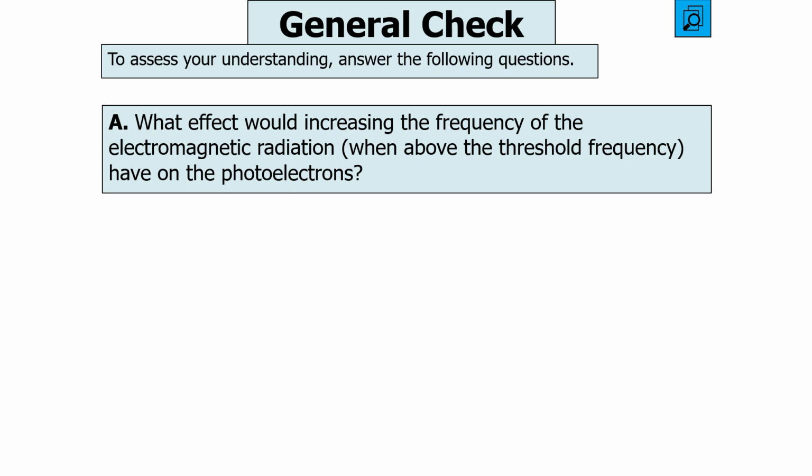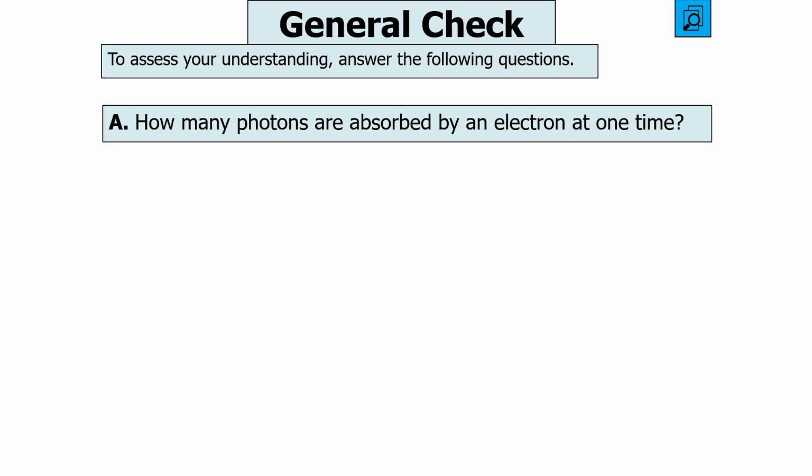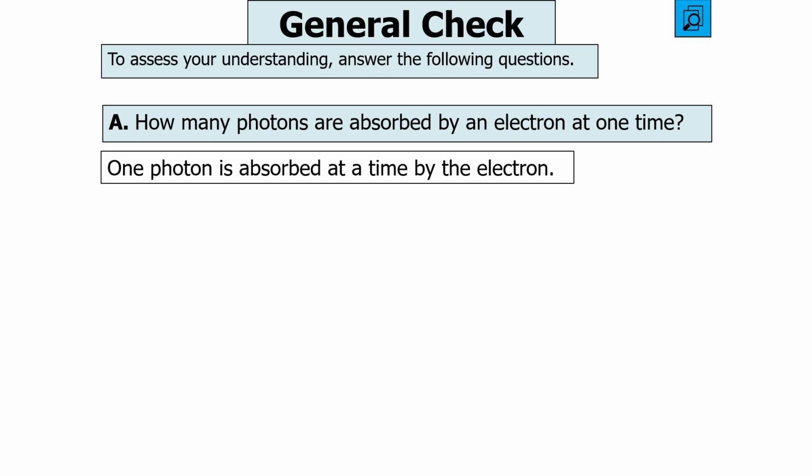What effect would an increase in the frequency of the electromagnetic radiation, when above the threshold frequency, have on the photoelectrons? The photoelectrons will be emitted travelling at a greater speed. How many photons are absorbed by an electron at one time? One photon is absorbed at a time by an electron.